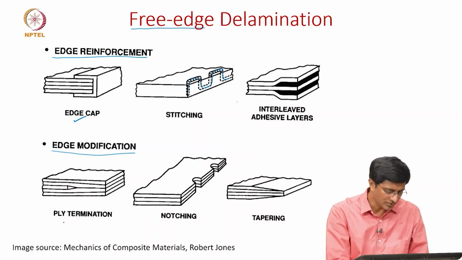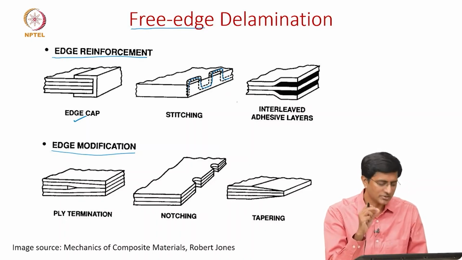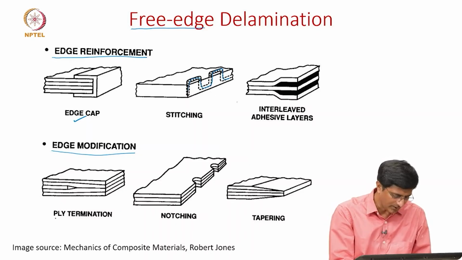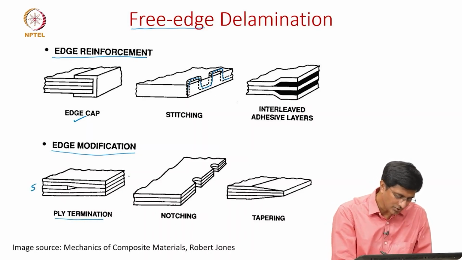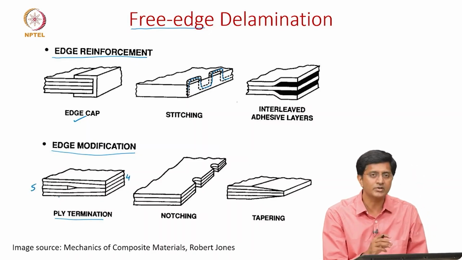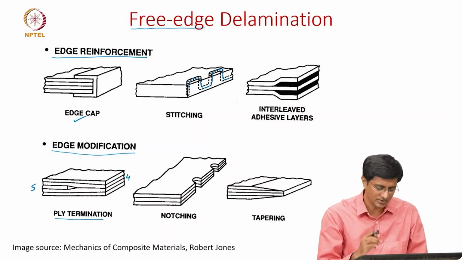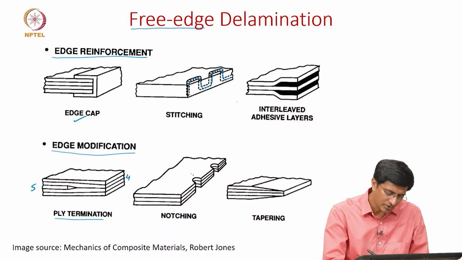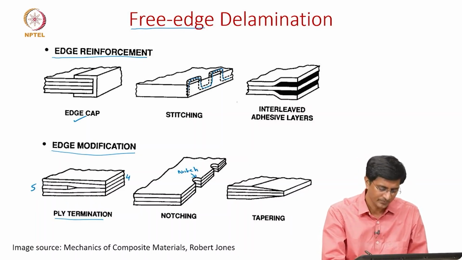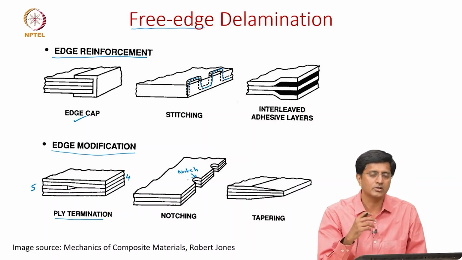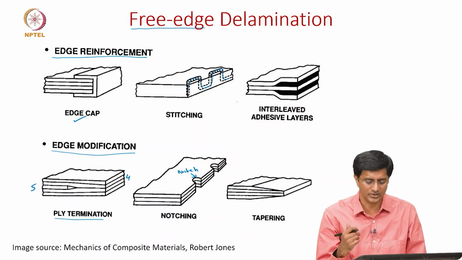And for the edge modifications, one can reduce these interlaminar stresses by multiple ways. One, either by ply termination, meaning let's say this is a 5-ply laminate, but towards the edge you only have 4 plies. This is one strategy of decreasing those interlaminar stresses. And two, we can introduce this notch. Why do we introduce notches? Because that reduces the stresses in the peripheral region. So around the notch, the stress concentrations are reduced, which means the effective stresses are less. Since the effective stresses are less, it is less prone to fracture.